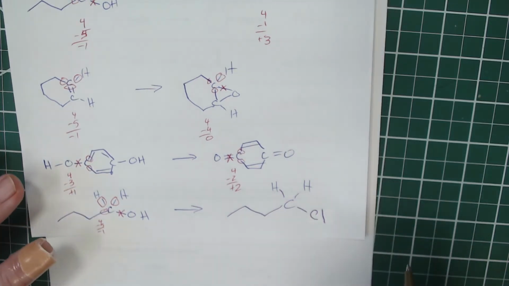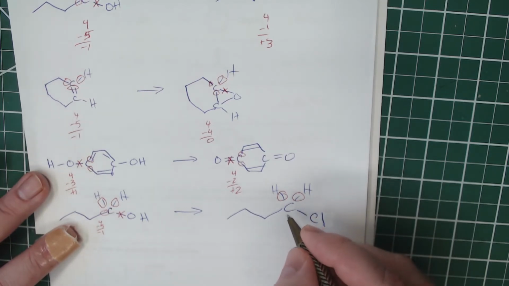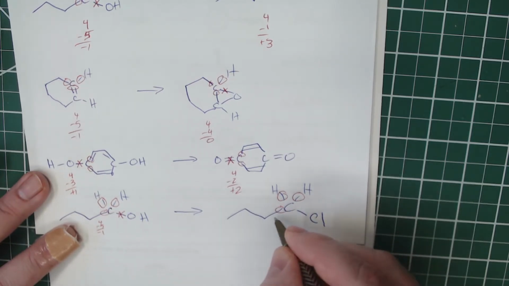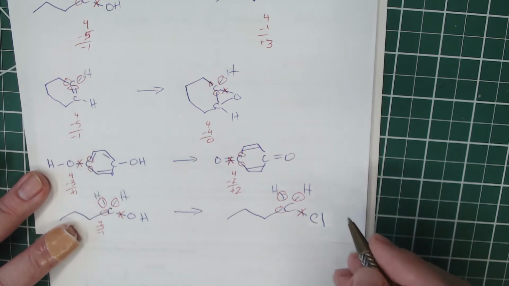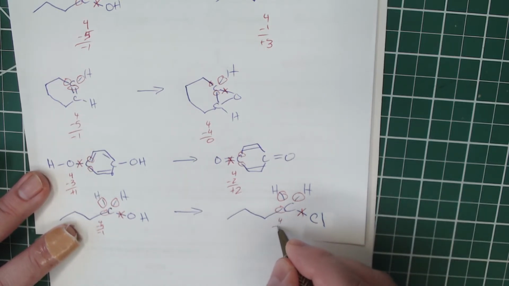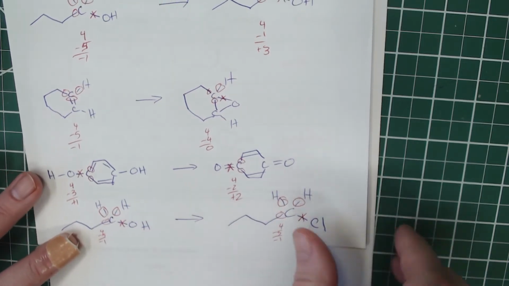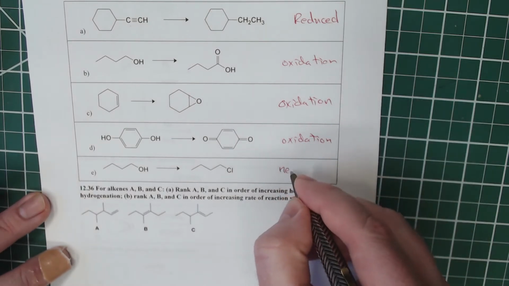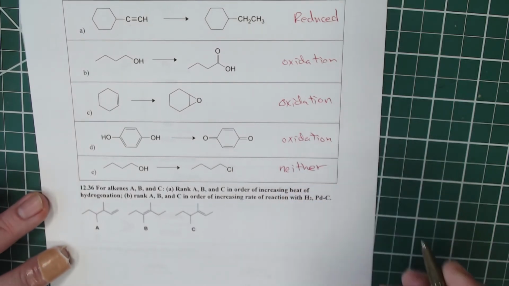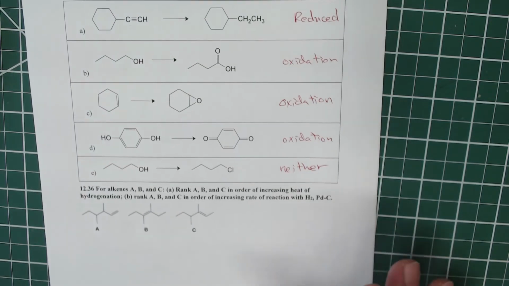If we come over here to this carbon, again, it owns all the electrons in the bonds with hydrogen, and it owns half of the ones in the bond with carbon. And since chlorine is more electronegative than carbon, then it doesn't own any of those. So this one is also 4 minus 5 gives us -1. So here, the oxidation state of carbon does not change. So this is going to be classified as neither. All right, so that carbon is neither oxidized nor reduced.